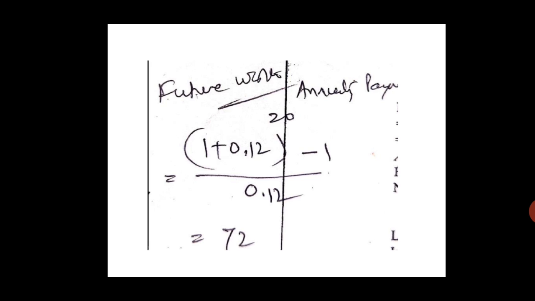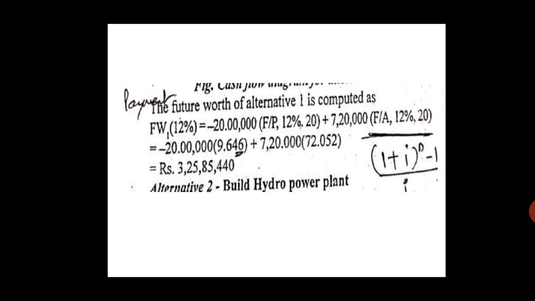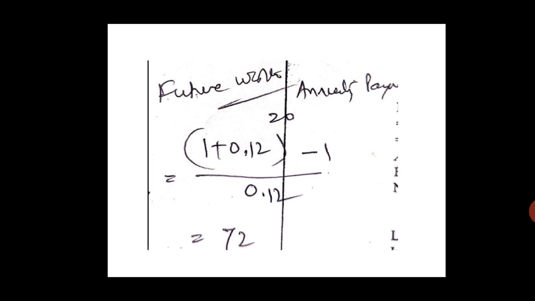This annual payments factor is (1 plus i) raised to n, minus 1, divided by i, where i is 12%, that is 0.12 per year, and n is 20 years. You get 72. This is the factor you have used for the 7,20,000 rupees that you are getting every year.